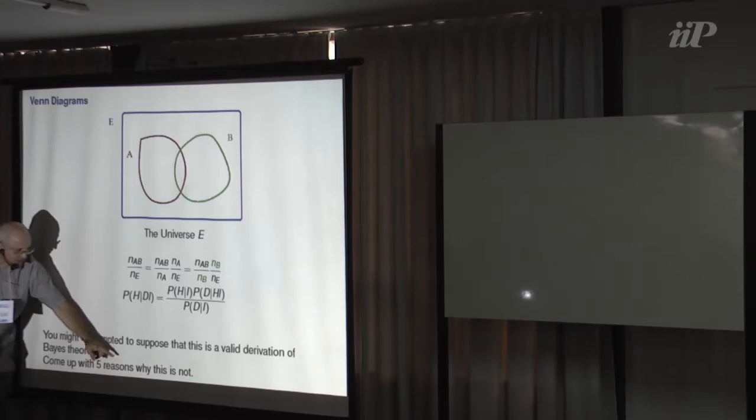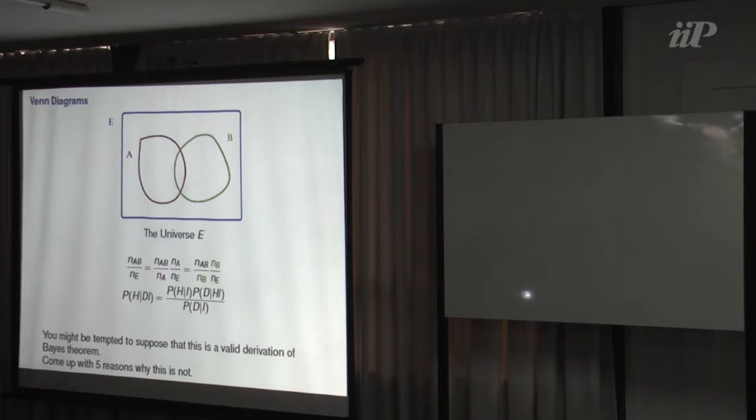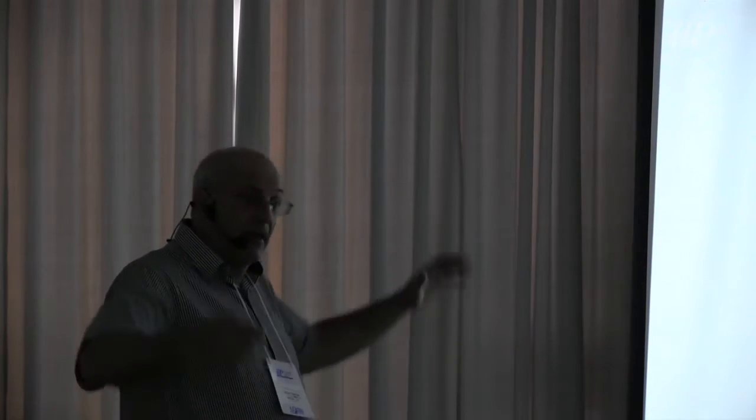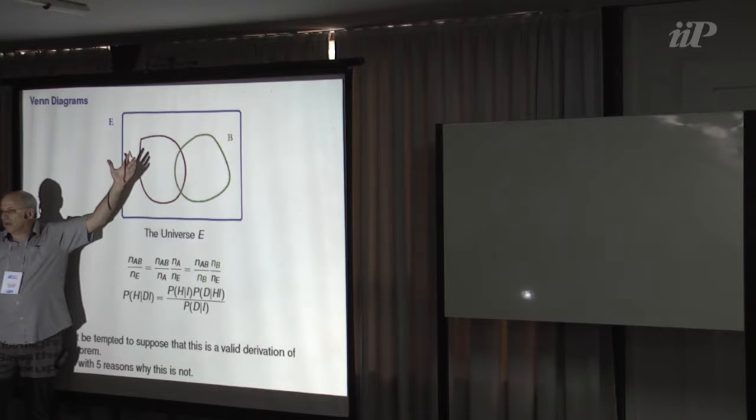So the exercise for the students is to come up with 5 reasons why this is not a good deduction of Bayes' rule, why I gave you a much better deduction of Bayes' rule. But this is something you teach in high school, and it's okay. But this is not the whole story. Things are not darts that you throw.